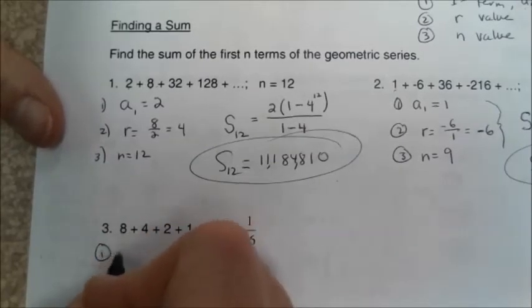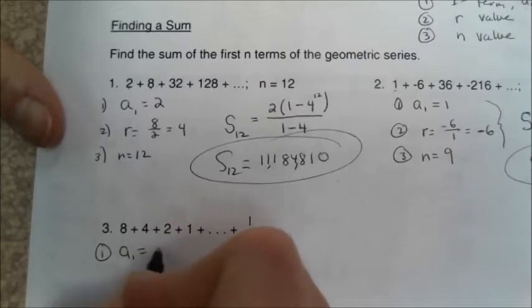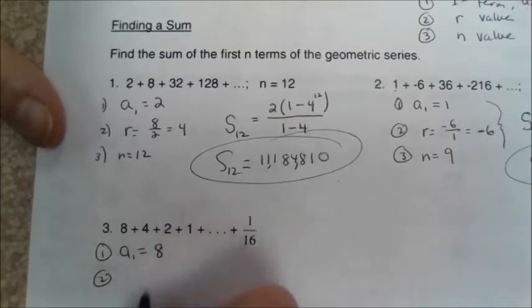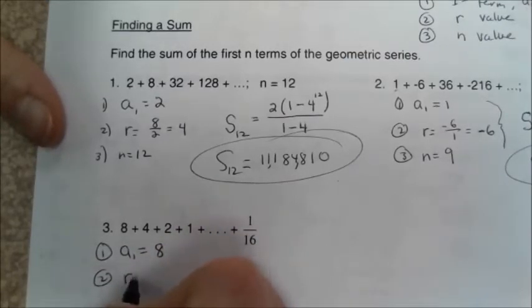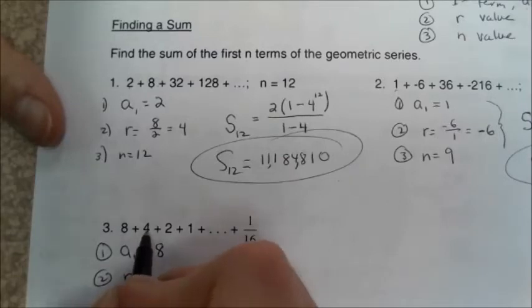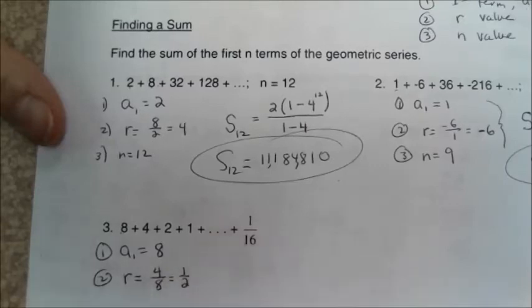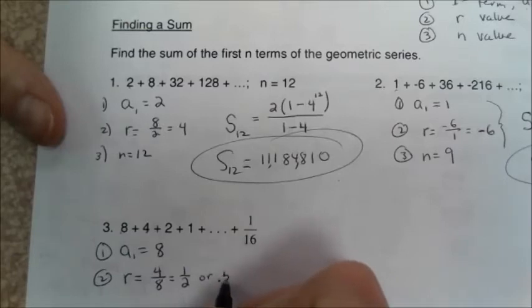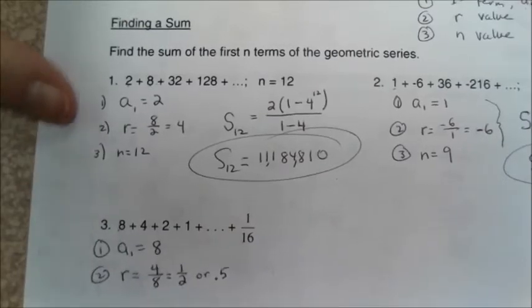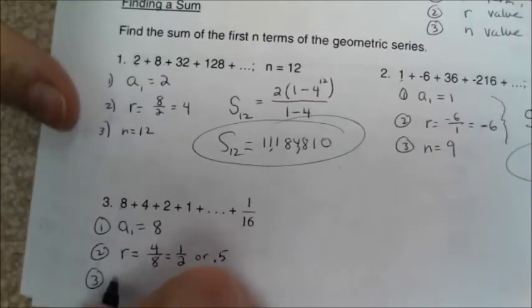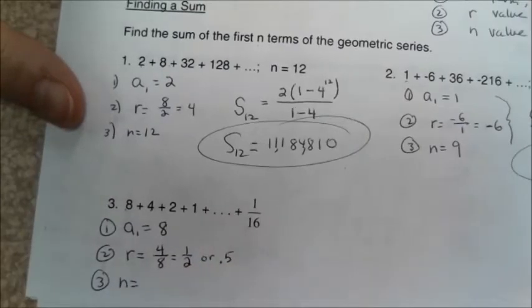The first thing you need is the first term, which is A1, which is 8. The second thing you need to know is what the r value is, and the r, remember, is the second divided by the first, which is 4 divided by 8. R is equal to 1/2, or if you want to call it 0.5, you can. It doesn't matter. And then the third thing you need to know is what n is. And I don't tell you what n is.